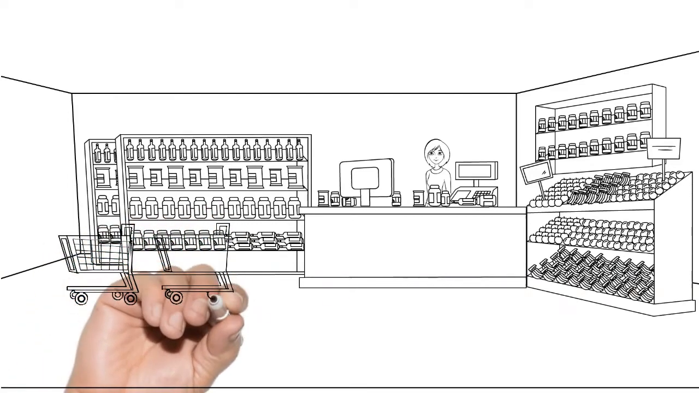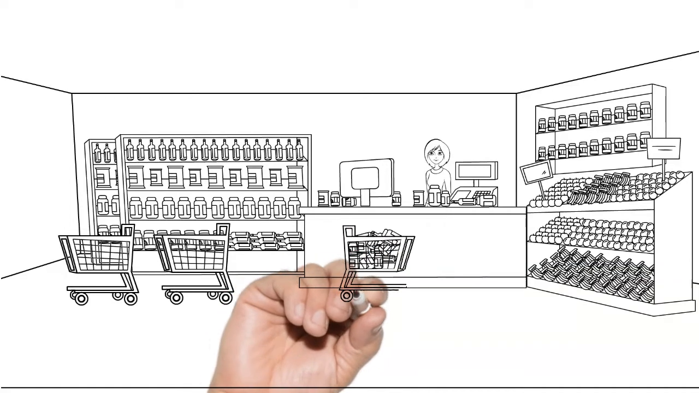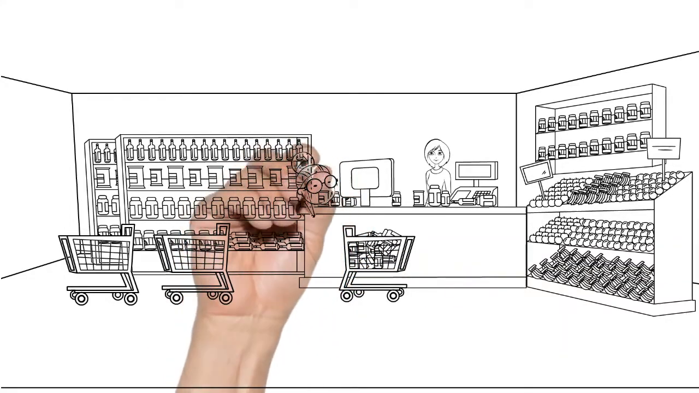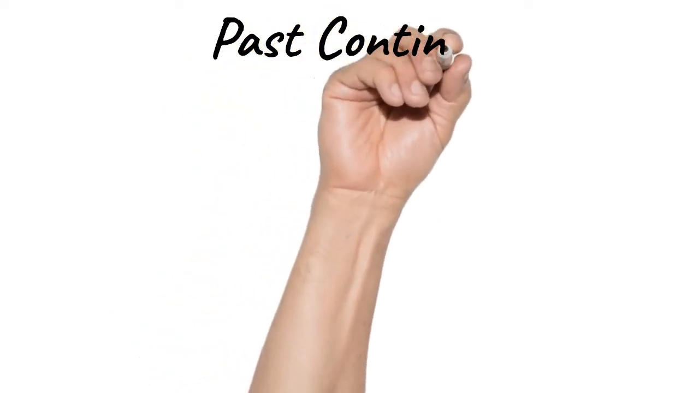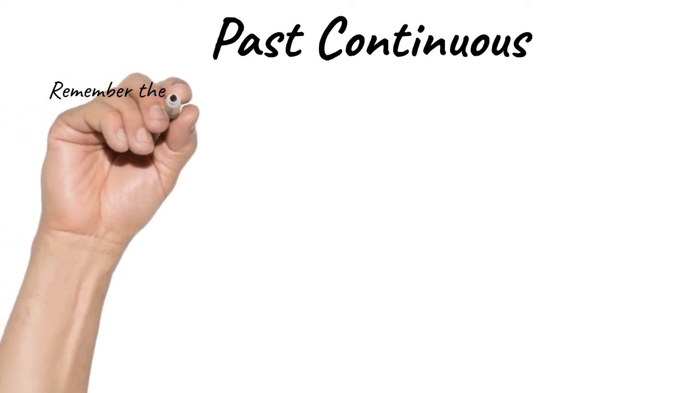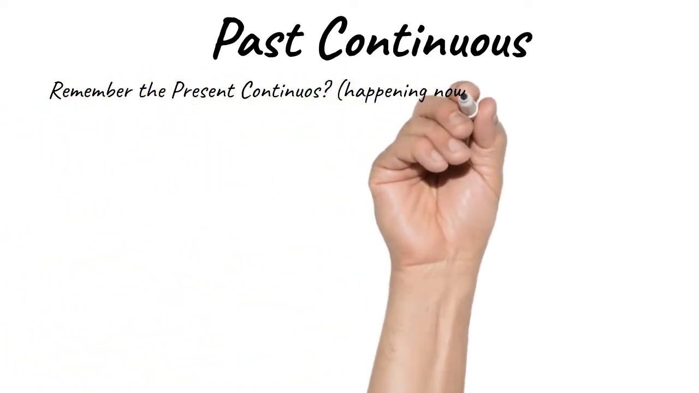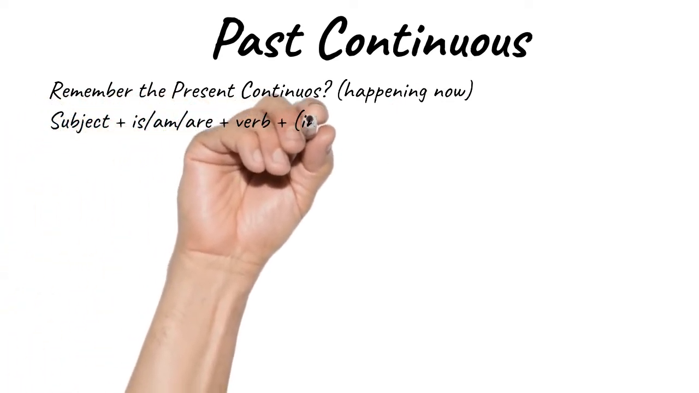Past simple. What did you do today? I went to school. I talked a lot. I shopped at my favorite store. Okay, the past continuous. Remember the present continuous? Things that are happening right now, where you use a subject, is, are, a verb plus ing. I am running. I am working. Super easy. We all remember how to do that.